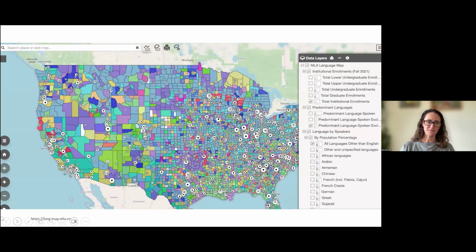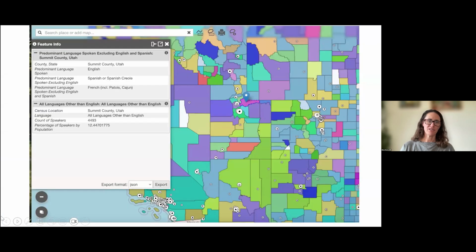Next slide, please. But again, if you narrow into the Utah area, Salt Lake is kind of right by the blue line there. The blue teardrop-shaped thing is over Park City or Summit County, which is pretty close to Salt Lake. And you can see, even though there's not an undergraduate or graduate institution in Summit County, it still gives you a mix of the languages, an estimate of the count of speakers and percentage of speakers who speak those languages.